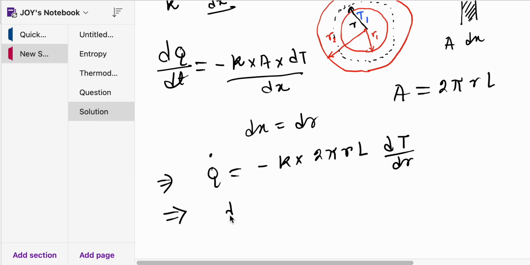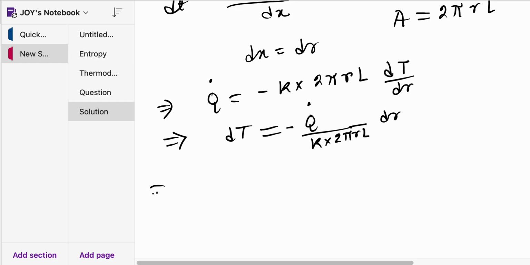Now from the algebra we can write dT equal to minus q dot by k into 2 pi r l dr. I just integrate both sides over dr, and I take this factor to the lower side.